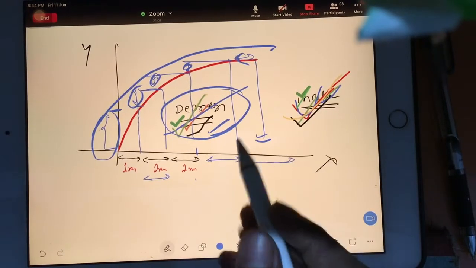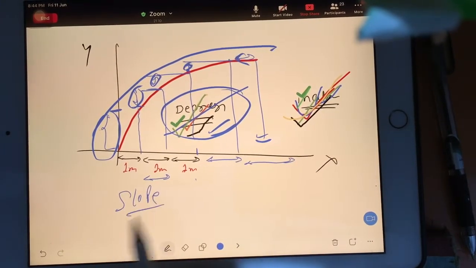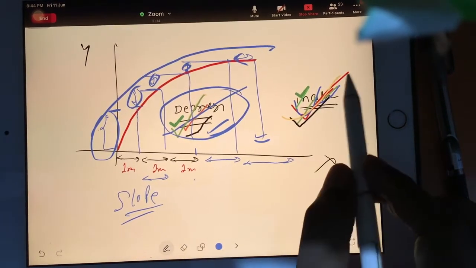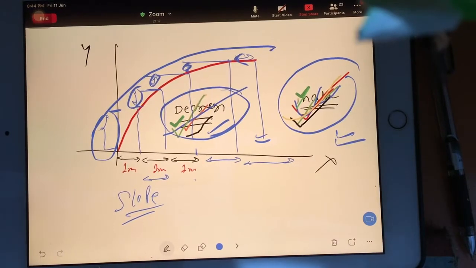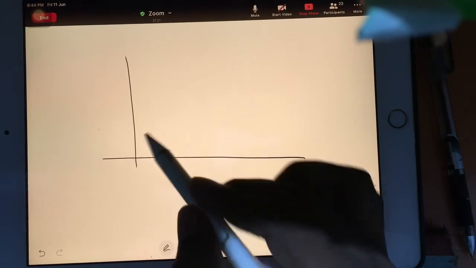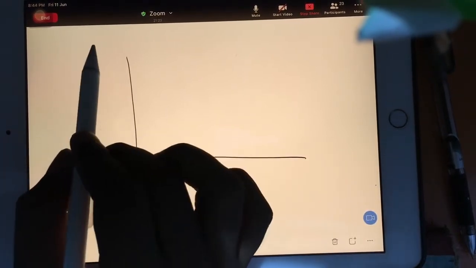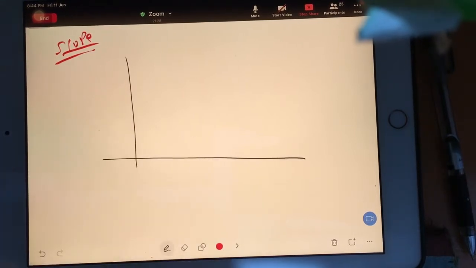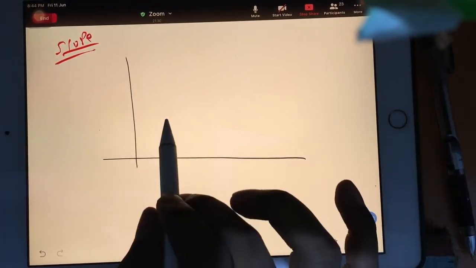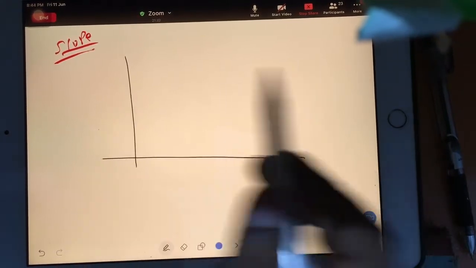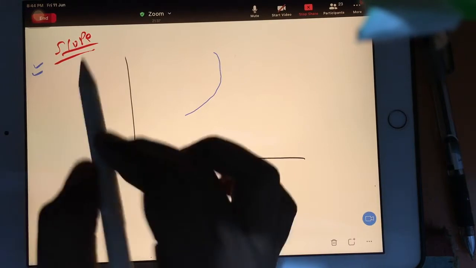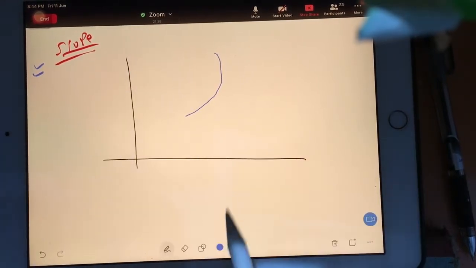Other than that, there is the slope method. The slope method is again very helpful to judge whether a function is increasing or not. Before understanding the slope method, first you understand what slope is. To understand slope, just imagine any random curve. First I will teach you slope, then I will go back to increasing and decreasing.